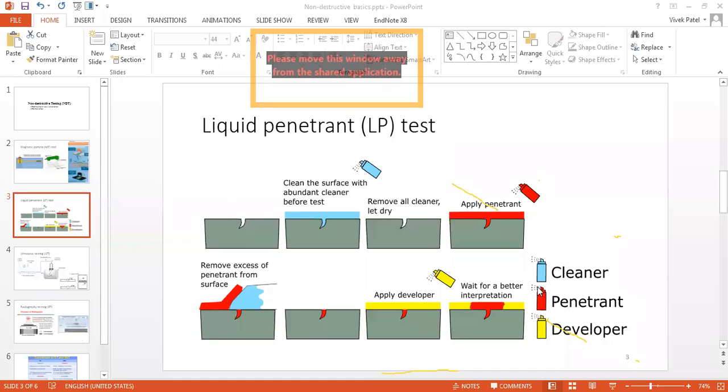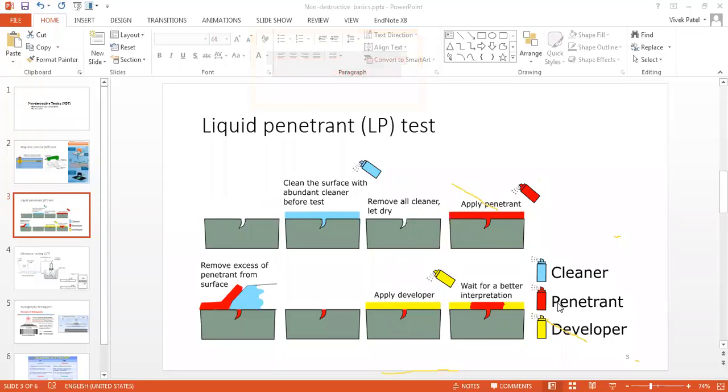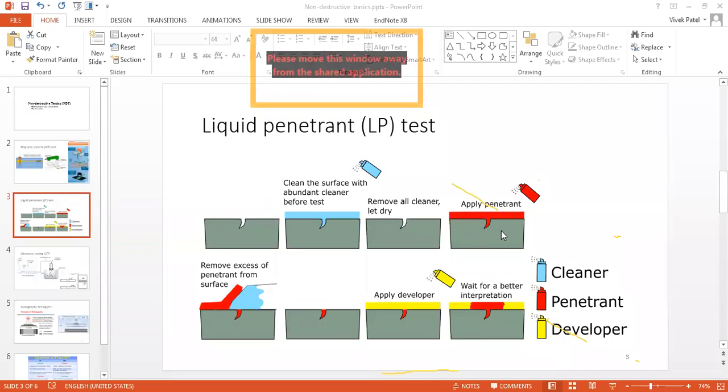So the role of the penetrant is that the chemical agent will try to occupy the empty spaces available on the surface. So wherever there is a void or a gap, let us say a gap in microns, the penetrant will try to penetrate the gap and it will occupy that volume. So it will occupy the volume of that gap.